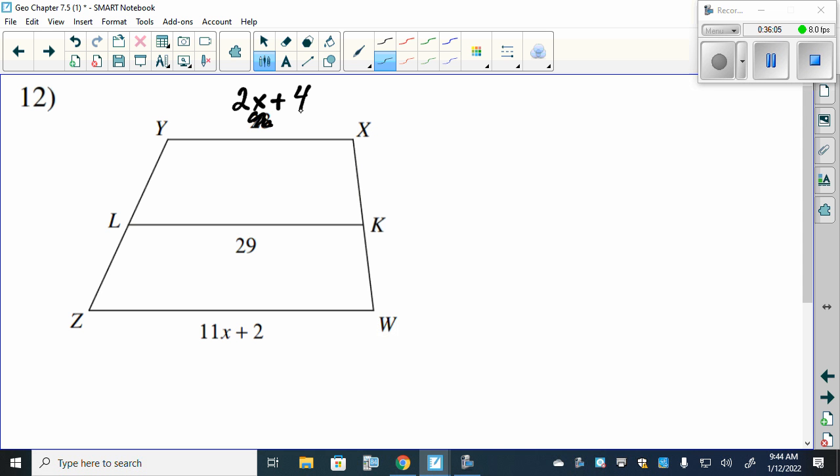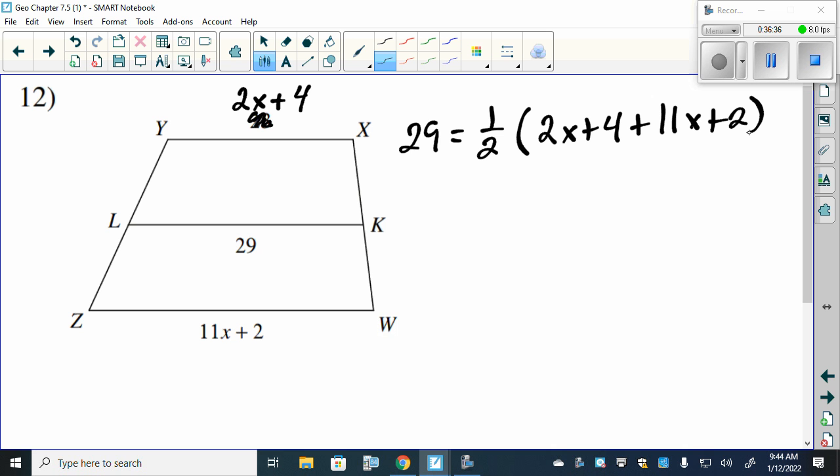Change 23 to 2x plus 4. I have no idea how this is going to work out with the value of x, but we're going to give it a shot. Because I want to show you one similar to this here. Because we can still solve it. Now it tells us that the midsegment is, so we can say that 29 is equal to 1/2 of what? Oh yeah, this is going to be fun.